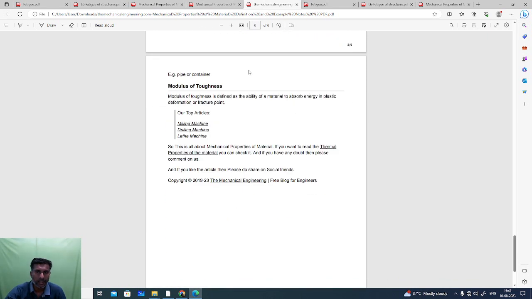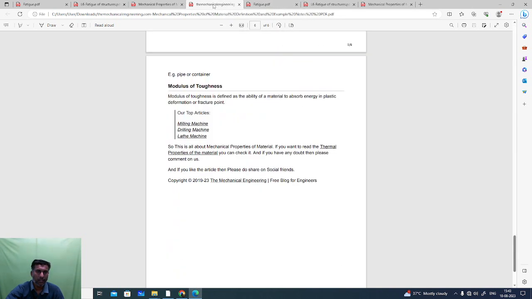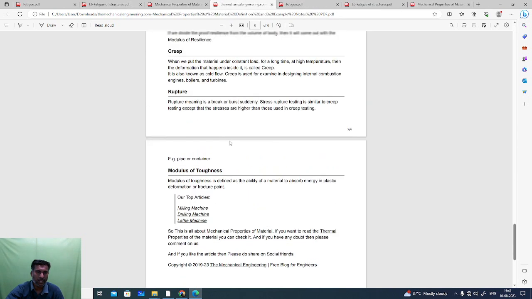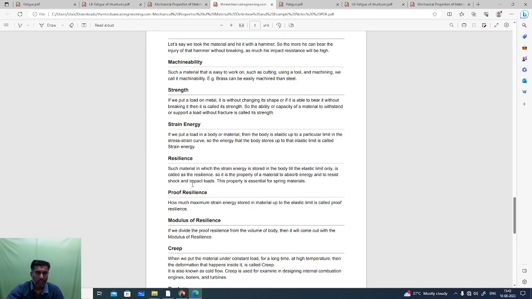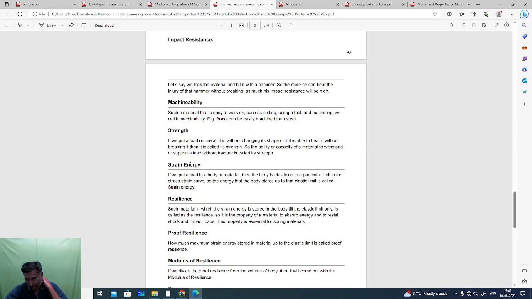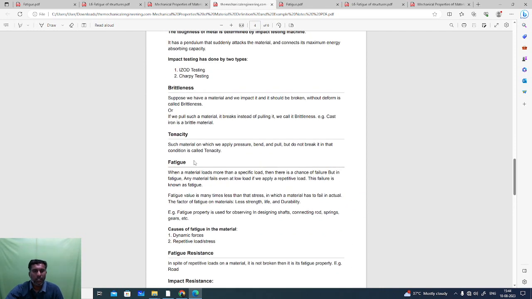These are all the mechanical properties. So we know that mechanical properties are missing. The additional mechanical properties here are rupture, modulus of resilience, proof resilience, strain energy, machinability, fatigue resistance, and tenacity. These are all the additional mechanical properties. Then the previous case, now it will be seen.